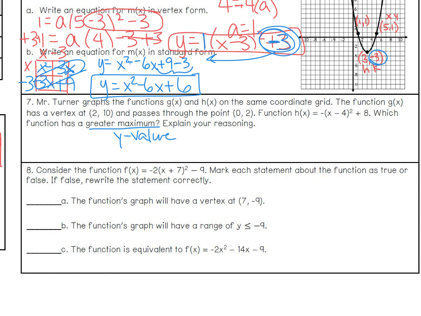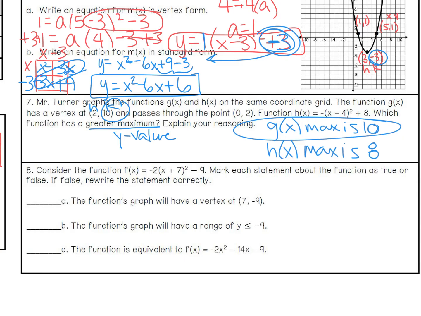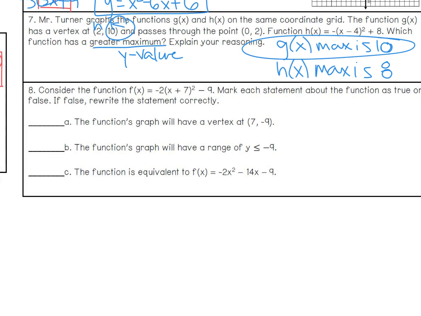So if the vertex on g of x is 10, then g of x, the max value is 10. It's the k on the hk. What's the max value on h of x? Max is 8. So which one has a greater maximum? There you go, g of x. So don't overthink it. When we talk about mins and maxes, we're talking about the k on the hk, the y value of the vertex.